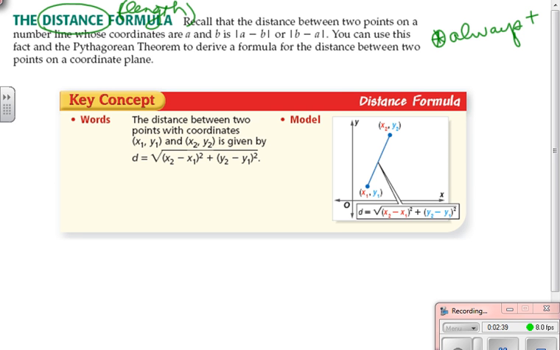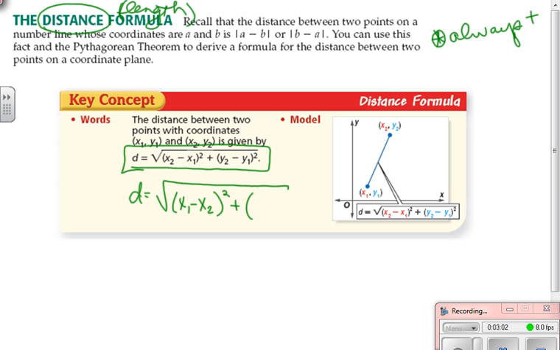Now in this formula, the order matters. So distance is equal to the square root of, and make sure you square root everything, x2 minus x1, the quantity squared, plus y2 minus y1, the quantity squared. It is perfectly okay if I take x1 minus x2, the quantity squared, plus, as long as I start with y1 minus y2, the quantity squared.